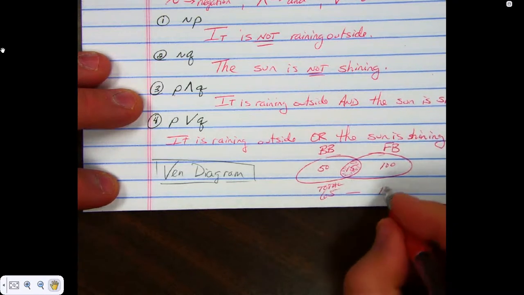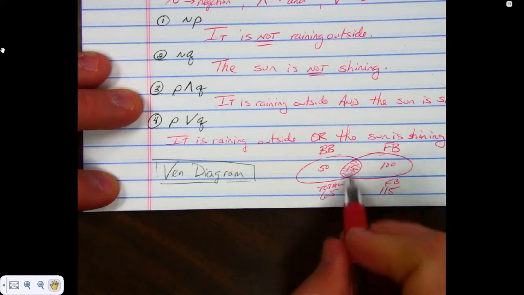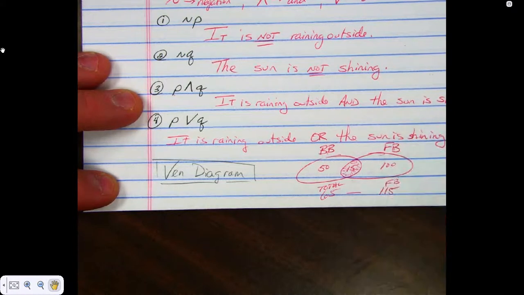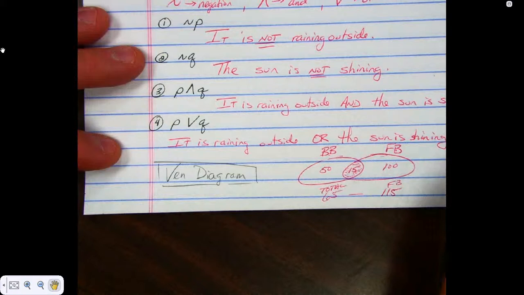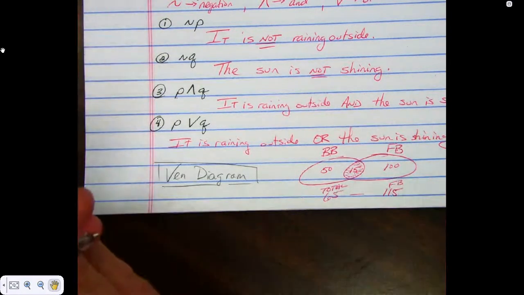And there's a total of what? 115 football players. But only 15 of each of those play what? Both baseball and what? Does that make sense? You see the correlation there? That's what a Venn diagram is. It's a picture that basically says how things combine.